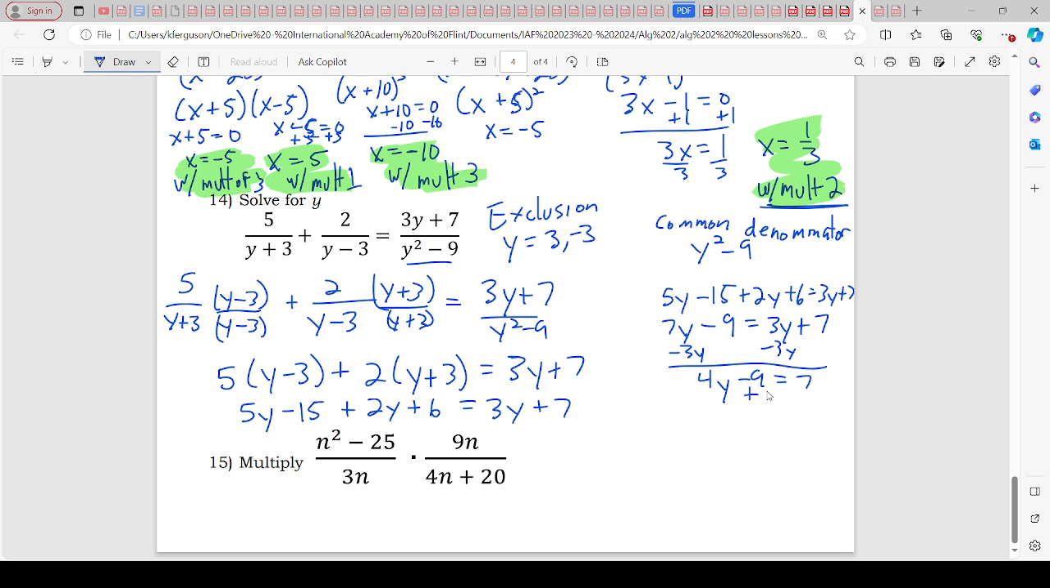And then I'm going to add 9 to both sides. That gives me 4y equals 16. And then I just divide by 4. So I get y equals 4. The thing is, I look at my exclusions to make sure that 4 isn't part of those. And then that's my answer.